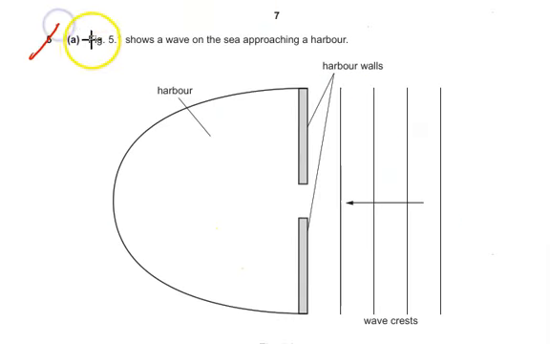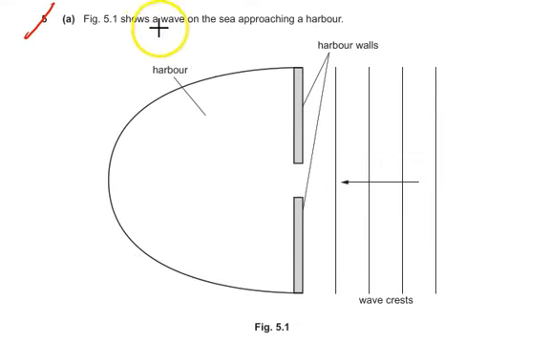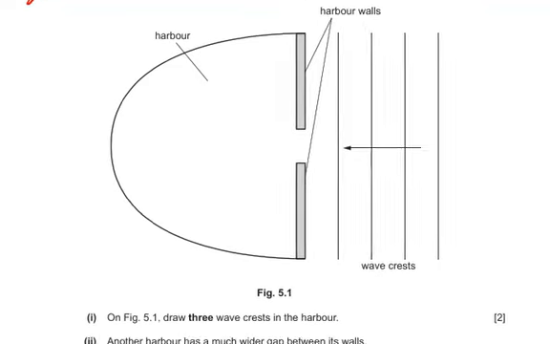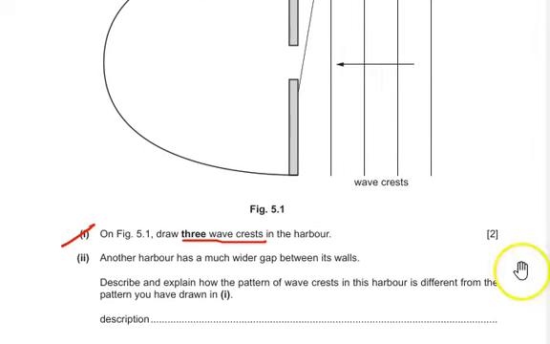Question number 5, figure 5.1. Let me make it slightly lower. This is 5.1. It shows a wave on a sea approaching a harbour. This is the harbour wall and this is the gap. Now let us look at the question. On figure 5.1, draw 3 wave crests in the harbour. So we need to have a comparison. Now let us go through the next question.